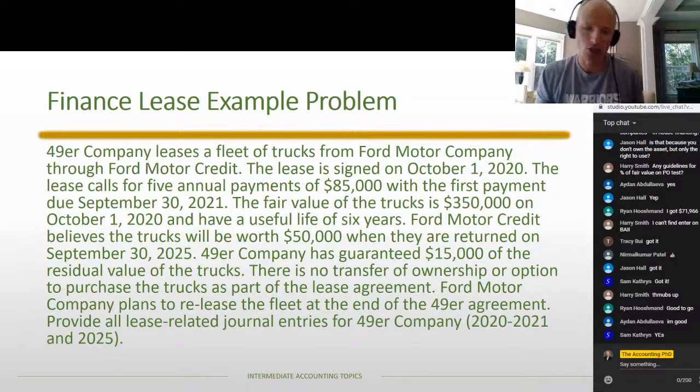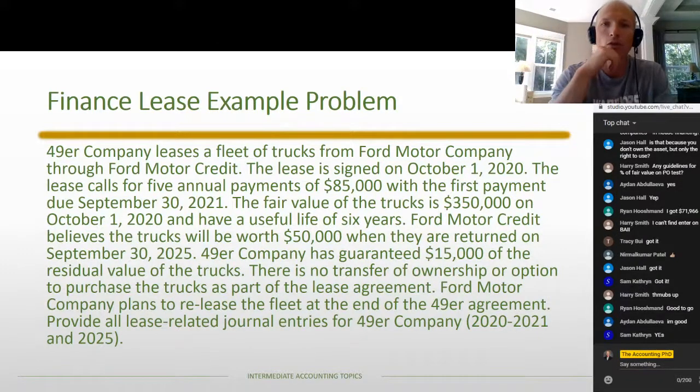With every problem, make sure your calculator is set up correctly first and foremost. So anyways, the fair value of the trucks is $350,000 when the lease is signed, and they have a useful life of 6 years. So already, because it's a 5-year lease and it's a 6-year useful life, we've already gone over the 75% rule, so this is already a finance lease. Regardless of what we do with the present value calculation, we already know this is going to be a finance lease.